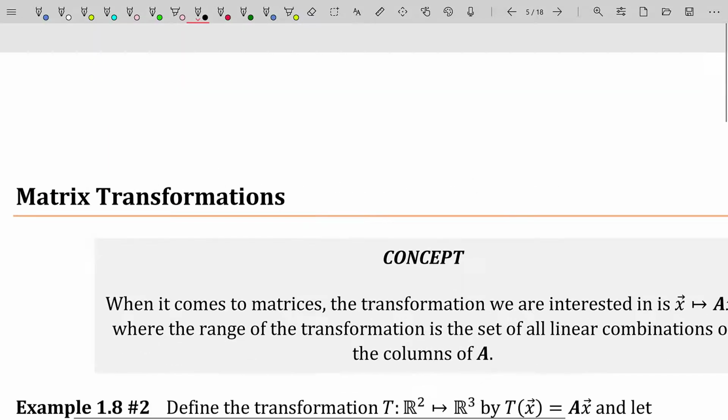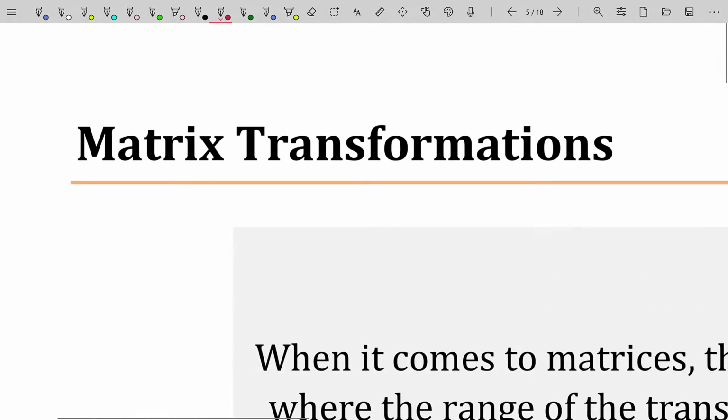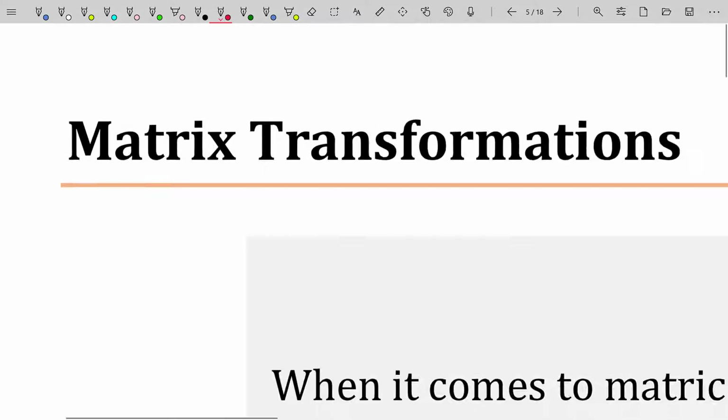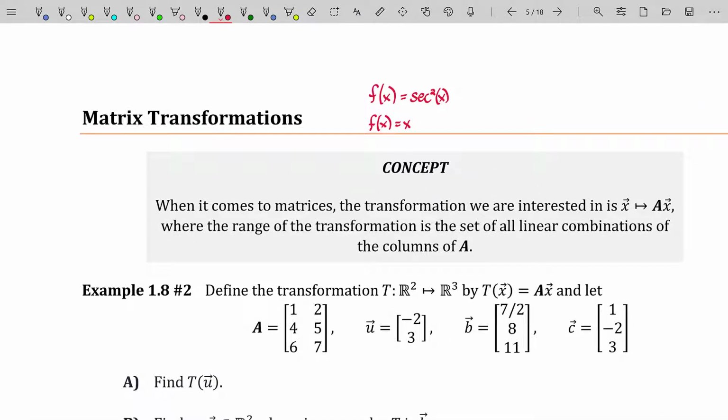Just like not all functions are trigonometric functions. There are definitely a ton of other functions that are non-trigonometric functions. Along the same lines, matrix transformations are just a subset of all the different kinds of transformations that you'll encounter in mathematics. They're just the ones we're going to deal with the most in linear algebra.